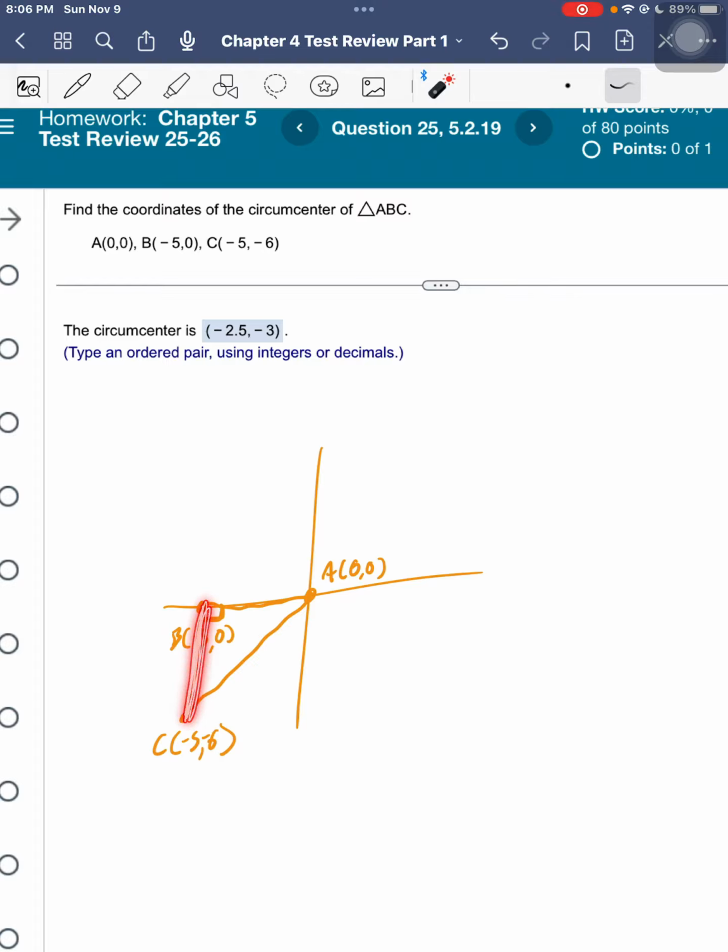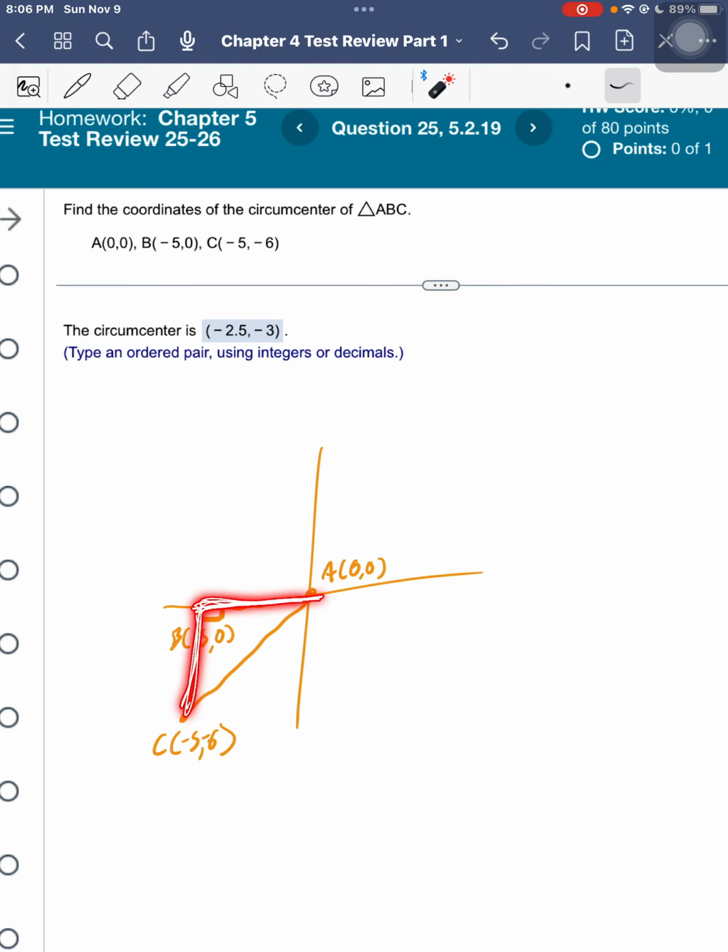And look at that, it is. You guys see how there's a vertical segment? Now, let's look at A and B. A and B both share the same y coordinate. So when they share the same y coordinate, that's going to be a horizontal segment. And look at that, it is A and B.